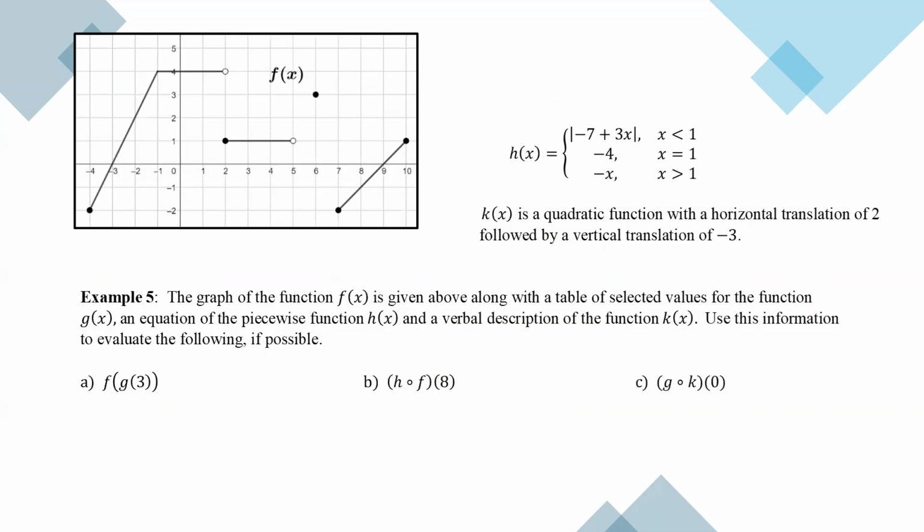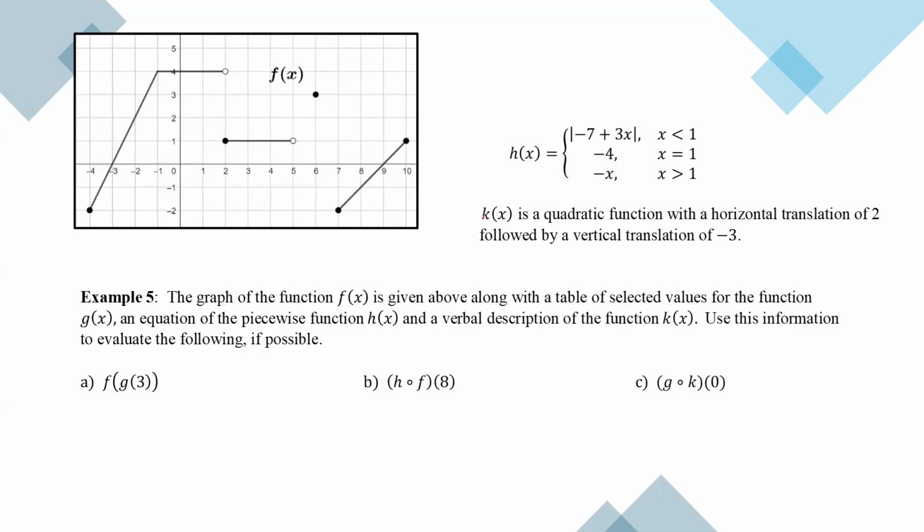So this time we have, what kind of graph is this called? Anybody? It's a piecewise. It's in pieces, right? It's a graph made up of pieces. It's a piecewise function. All right. We have a graphical piecewise function, which is f of x. And then we have function notation, an equation of a piecewise function. And then here we have a verbal description. It says k of x is a quadratic function with a horizontal translation of 2, followed by a vertical translation of -3.